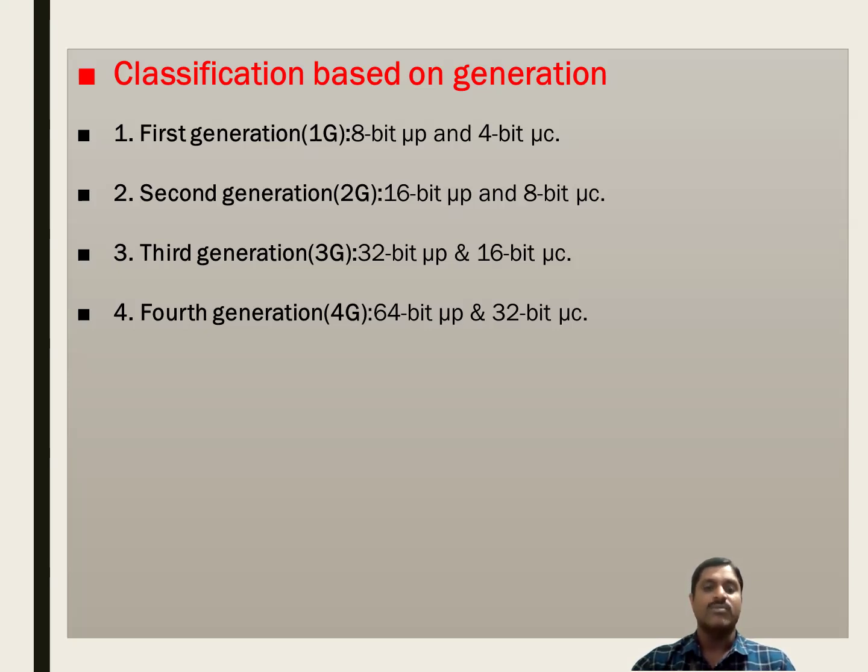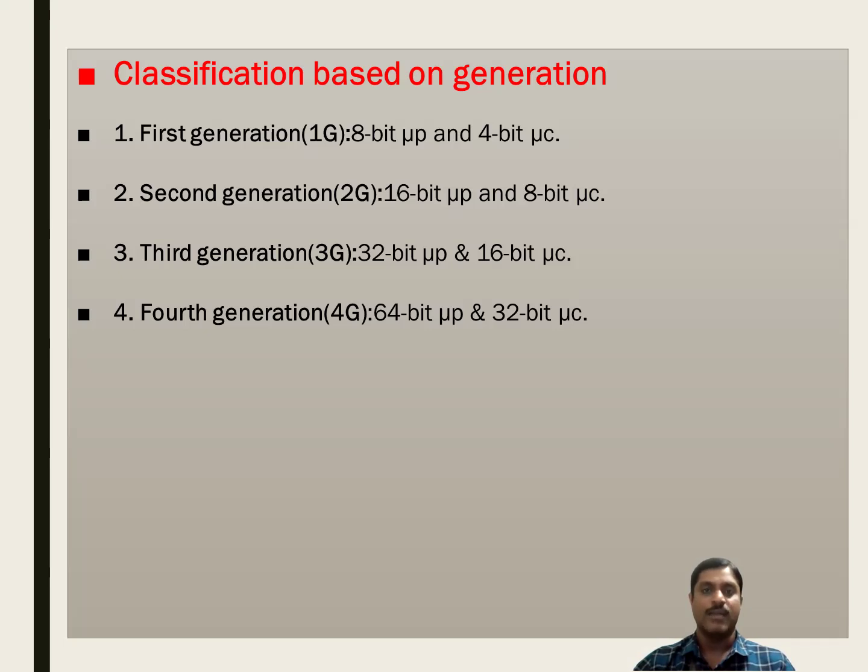And let's see the fourth generation. This fourth generation embedded system is built around 64-bit microprocessors and 32-bit microcontrollers. Here, the system is built around a system on chip, reconfigurable processors, and multi-core processors. It brings high performance, tight integration, and miniaturization into the embedded system device market.